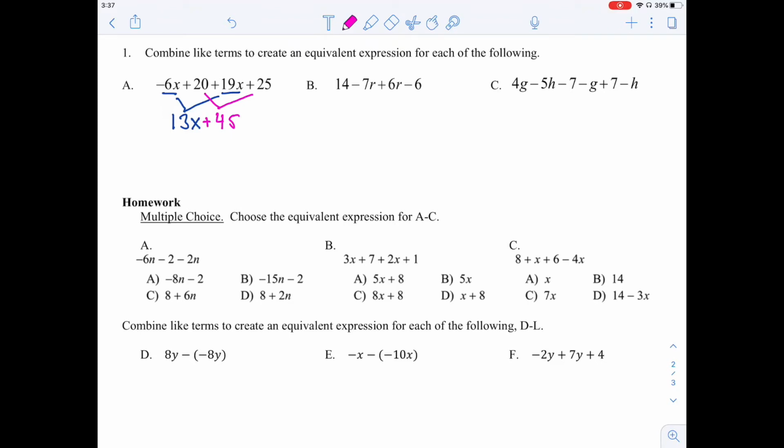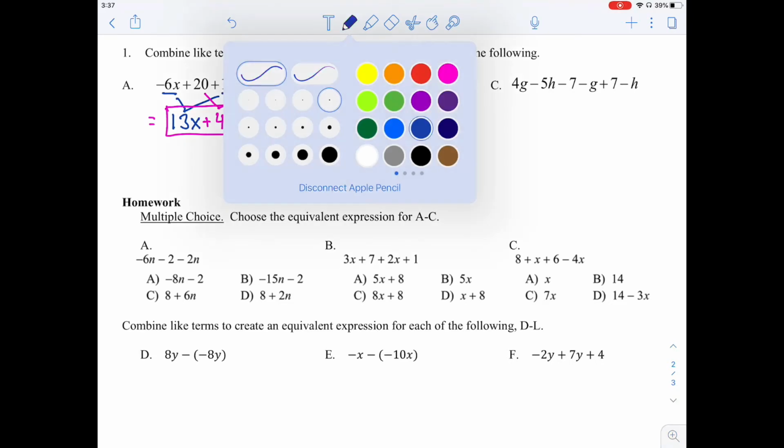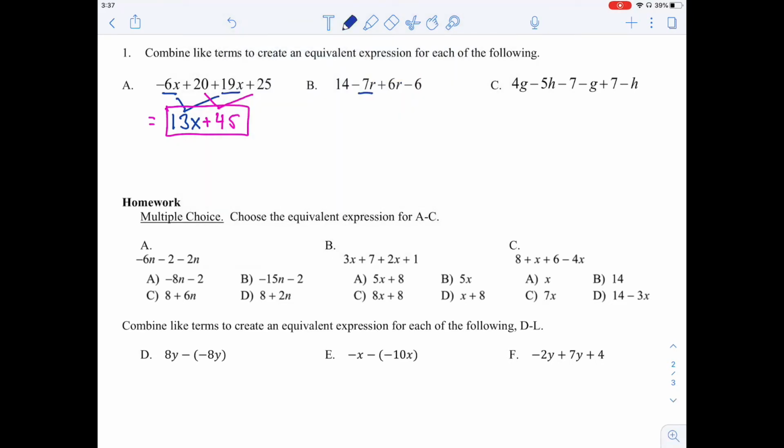Positive 45. So all this is 13x plus 45. So 13 x's and 45 constants, or 45 numbers. Then we go to example B. Same thing. It has the same letters, so we get negative 7r and 6r. Those are both the same.